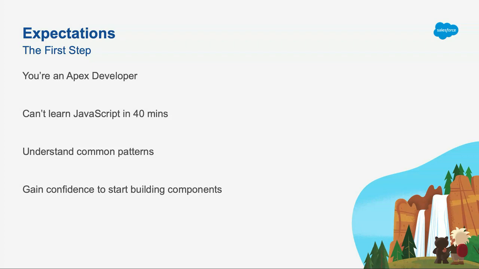Just to level set some expectations, I'm assuming you're all familiar with Apex, Java, some form of back-end coding. I don't want you walking out of here thinking you're going to learn JavaScript in 40 minutes. I'm not sure if 40 hours would be enough time. But what I do want you to understand is common patterns that we see in both front-end and back-end code. And ultimately, I want you to walk out of here with more confidence to start building components and front-end code on your own. And so I'm marketing this as step 1 of your journey to being either a front-end or full-stack developer, or even just improving your skills as a Salesforce developer.